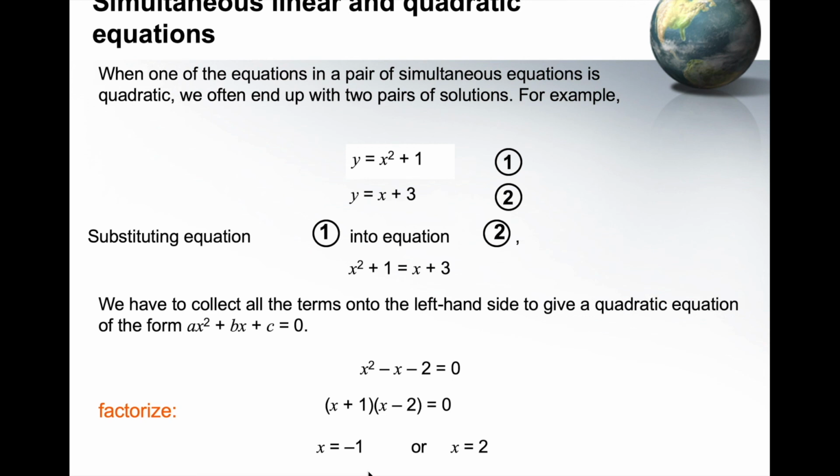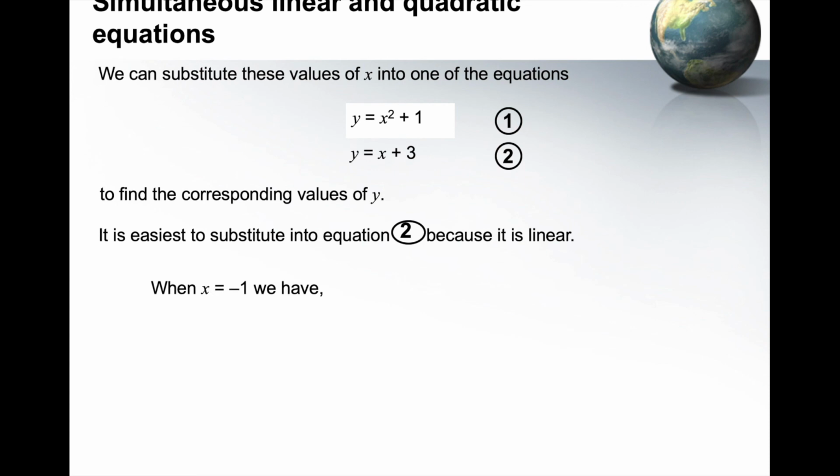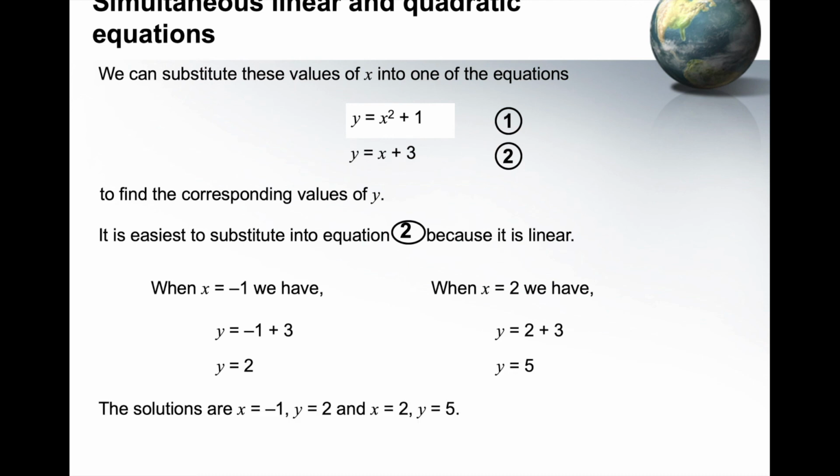You can substitute these two values into either of these two equations to find y. The best thing to do is, of course, to substitute the x values into equation 2, because equation 2 is linear, so much easier to do. So when x is equal to -1, you have y is equal to 2. And when x is equal to 2, you have y is equal to 5. So you have two sets of answers.